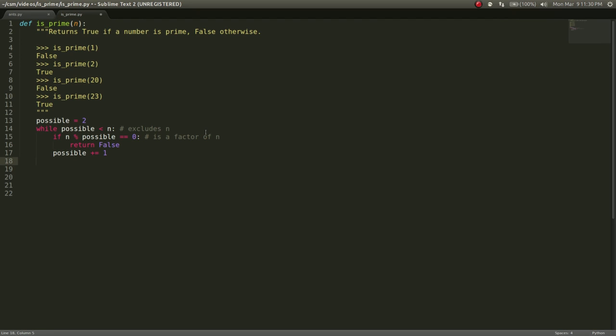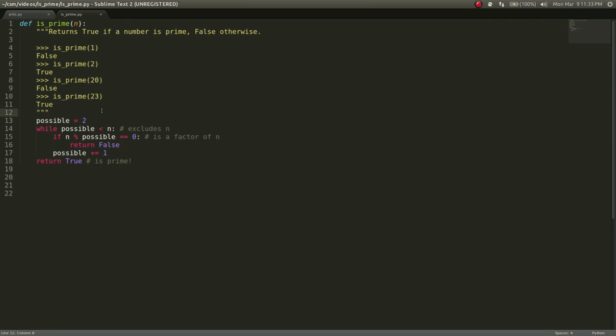So let's say we're doing isPrime of 23. Pretty much our case is going to run through, oh, possible is less than 23, and then it will never get in here because 23 divided by 2, the remainder of that is not equal to 0. And then 3 is not a factor of 23, and 4 is not a factor, all the way up to 22. So when it can run through the entire range of numbers, then we know the number is prime, right? We know it is prime.